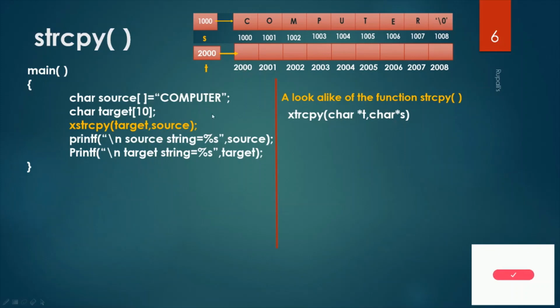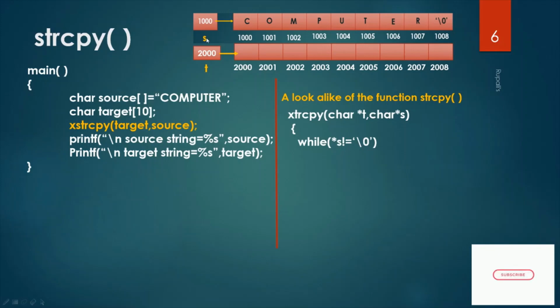And also the source string base address, that is 1000. So s can hold an address of a character because C is a character, it is a string. So I am passing 1000 here. You have to declare two parameters, char *t and char *s, and then you have to copy this total string till \0. So I start one while loop: while *s not equal to \0.